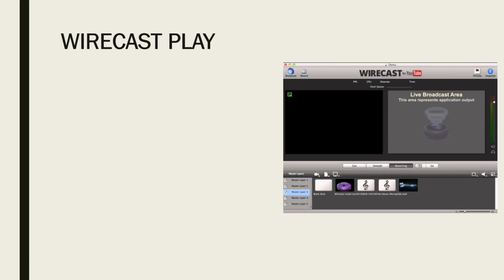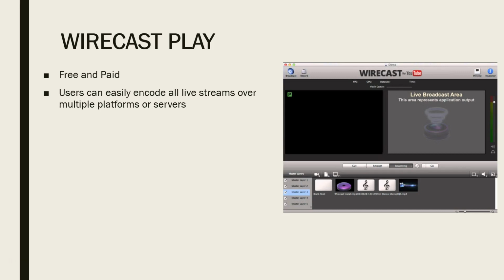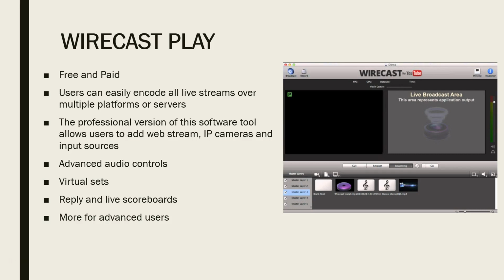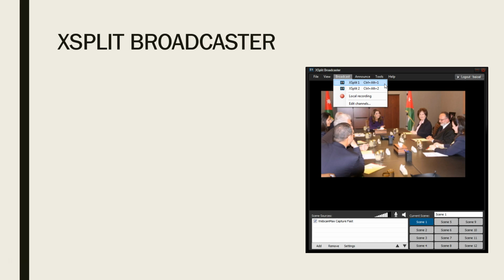The second is WIRECAST. Now this has a free version and a paid version. What this does is that users can encode all live streams from multiple platforms and servers. So not just YouTube Live, but Facebook Live. And the pro version of this software allows you to add web stream, IP cameras, and other input sources. So it gets a little bit more fancy schmancy. It gives you more audio controls, virtual sets. You can do replay and live scoreboards. This is more for advanced users. So I would say if you're first getting started, start with OBS.